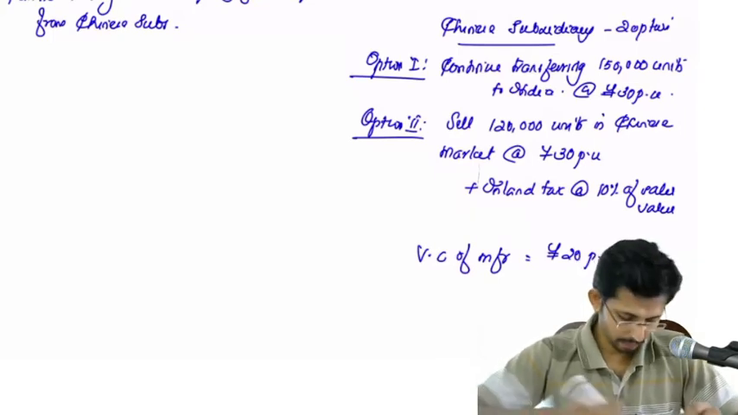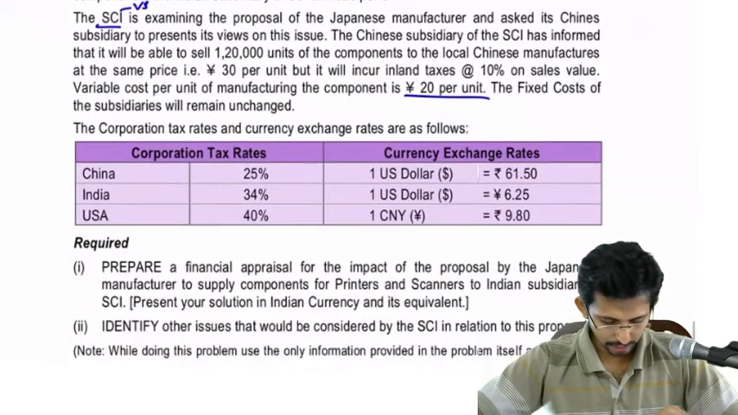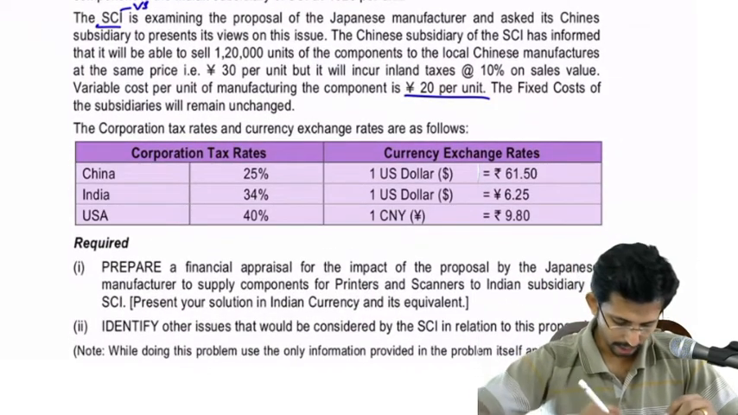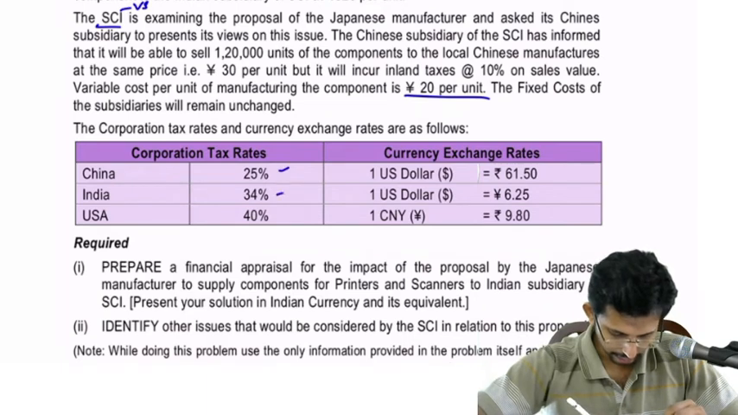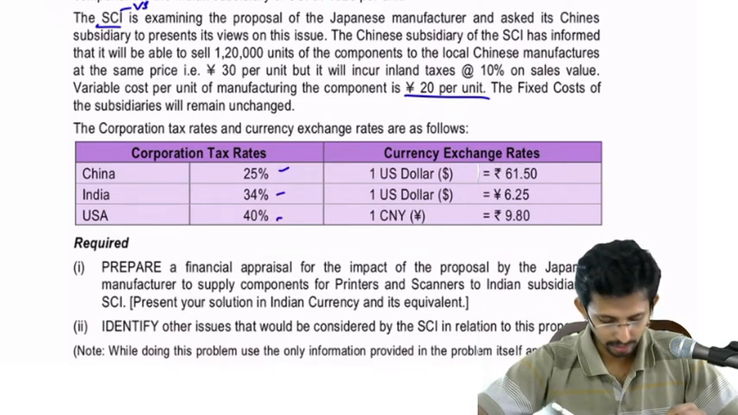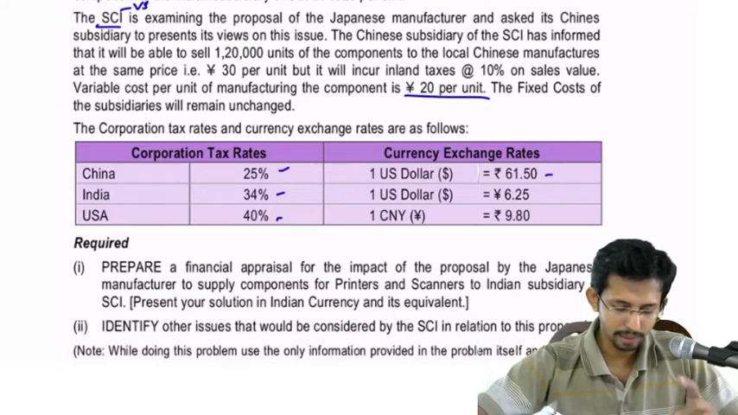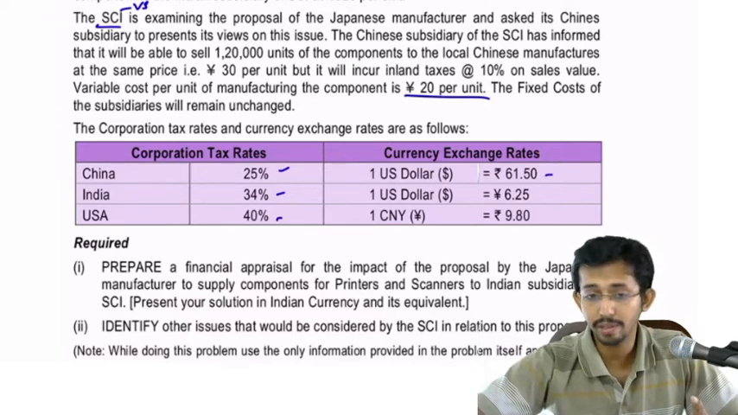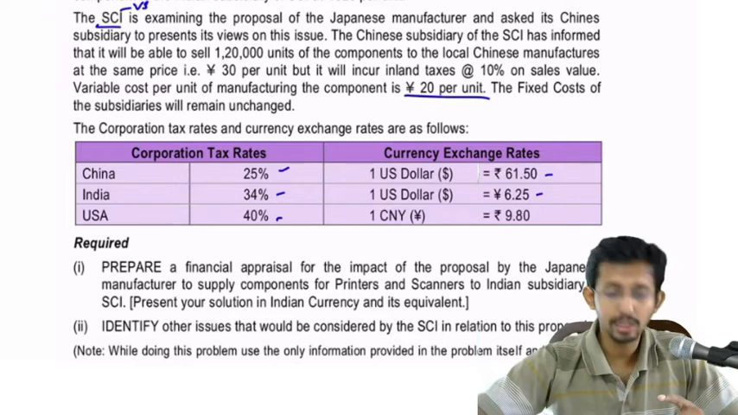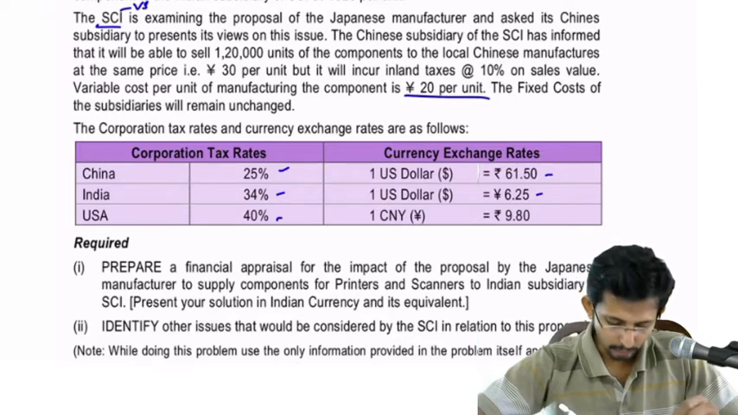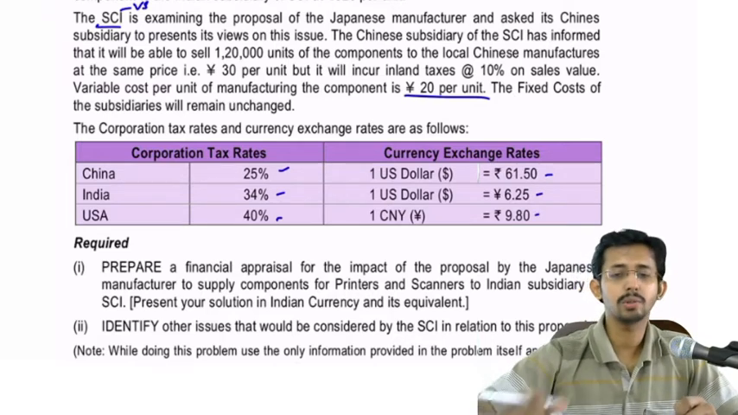Now you have the corporation tax rates. Then corporation tax rates and currency exchange rates are as follows. China, the rate is 25, India 34, and USA 40%. Then currency exchange rates, 1 US dollar is equal to rupees 61.50, 1 US dollar is equal to Chinese yuan 6.25, and 1 Chinese yuan is equal to 9.80 Indian rupee.